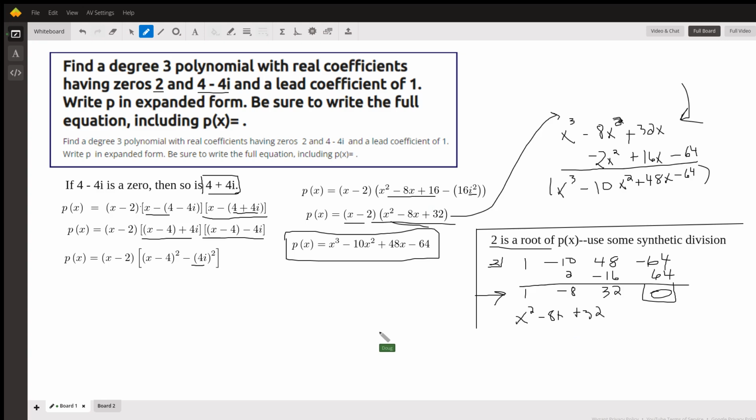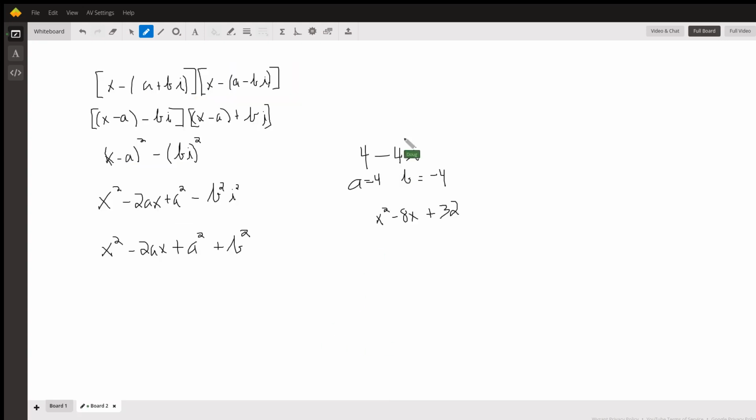Okay. By the way, there's a formula for multiplying these two things together. If we do it for the complex number a plus bi, and we do the same thing that we did on the previous page, this is your formula when you want to multiply the factors together that contain conjugate pair zeros. And here's a verification that that shortcut would have worked.